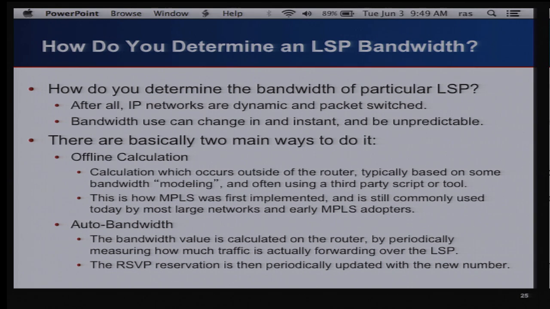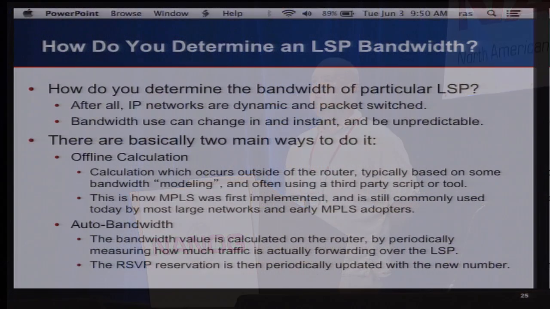The first is the offline calculation method. This is common among big carriers. What happens is you do the calculation outside of the router. You have some fancy software, some tool. You might pay a third party for it, or you might build it in-house, but you do modeling. You say, my network is large enough and stable enough that I believe the traffic will always look like this, and so my model says that tomorrow the curve is going to go like this, and I know what the peak of that curve is, so I'm going to build my routing around that. That was how it was first implemented, and there's still a lot of very large carriers who do it that way. The second method is something called auto bandwidth.